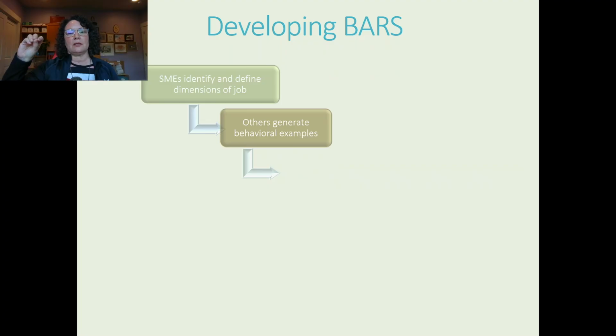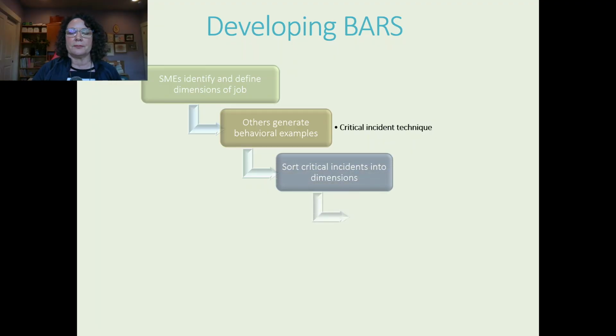So the SMEs identify and define the dimensions. Then you say, hey, person who also works here, now that you see these dimensions, can you give me some behavioral examples of how these dimensions would be illustrated? One thing that they could use is what's called the critical incident technique, which is where they give examples of some incident that has happened in the past, or describe a fictitious incident that might happen in the future. Like that's a really common way that they do that.